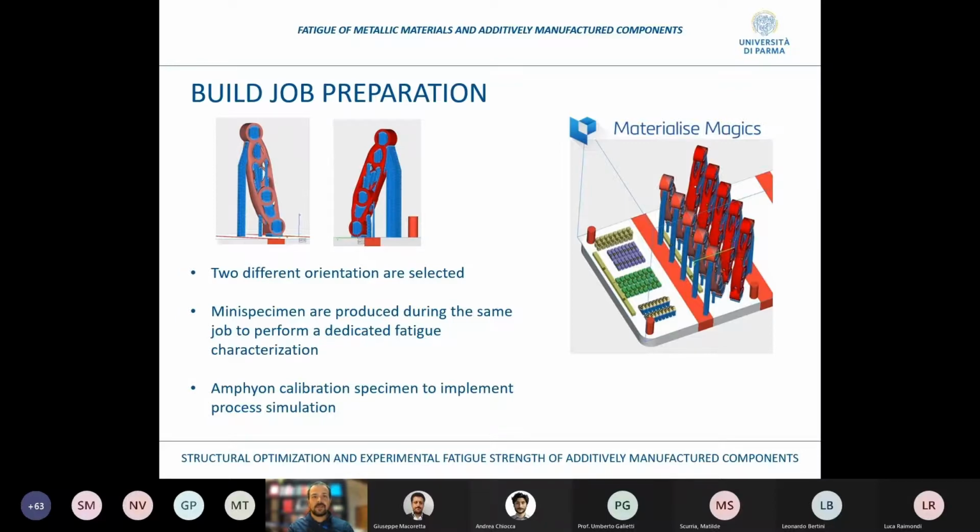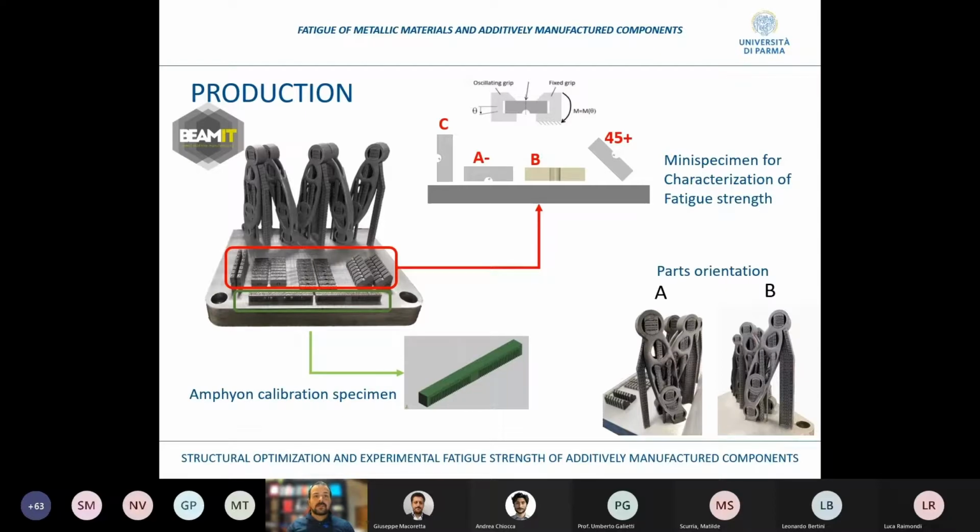and to observe how the stress distribution, the residual stress distribution, intervenes in the process. Those are some pictures of the build job after the production. It's possible to see the Amphyon calibration specimens and the first set of miniature specimens that we will use for the characterization of the fatigue strength, using the fatigue testing methodology based on the loading of the miniature specimen with alternated loading, alternated bending, that maybe some of you may know. And here is also reported the indication of the 2 different orientations, A and B.